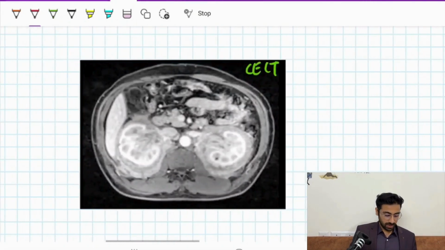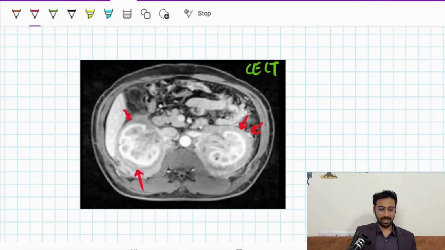Coming next, there is a rind of soft tissue that is surrounding the renal parenchyma bilaterally. This almost resembles the hairy kidney sign seen in Erdheim-Chester disease. So Erdheim-Chester disease is a very close differential diagnosis to IgG4 related renal parenchymal involvement.